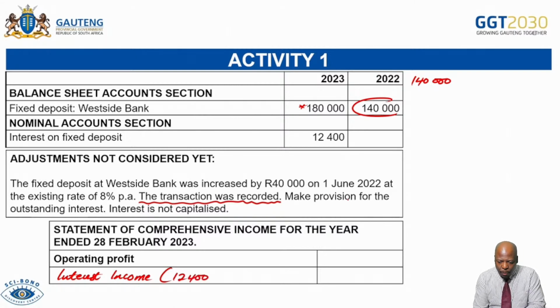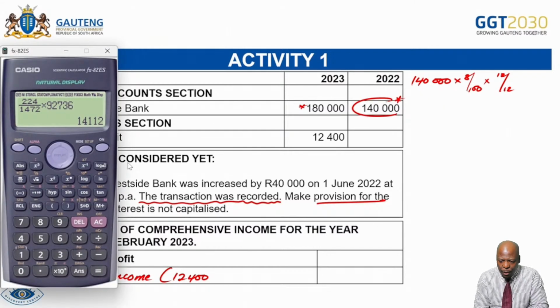And then we are told to make provision for the outstanding interest. So I'll say the 140,000, which is this one here, and I'm going to multiply that by my 8%. And I know that this fixed deposit was there for 12 months, so multiply by 12 over 12. So I'll say 140,000 multiplied by 8%, which is 8 over 100, and then multiply that by 12 over 12. That is going to give us 11,200. So that is my interest here.